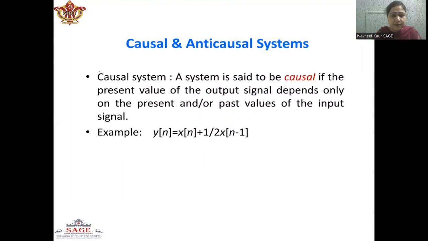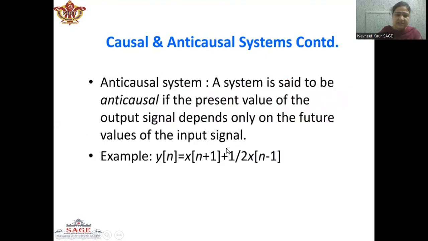A system is said to be causal if the present value of the output signal depends only on the present or past value of the input signal. It does not depend on the future value of the input signal. Here we can see an example of a system in which y[n], which is the output, is equal to x[n] plus 1/2 x[n-1], where x[n] is the present input to the system. Here we can see that the output depends only on the present input or past inputs. It does not depend upon the future inputs. So this is a causal system.